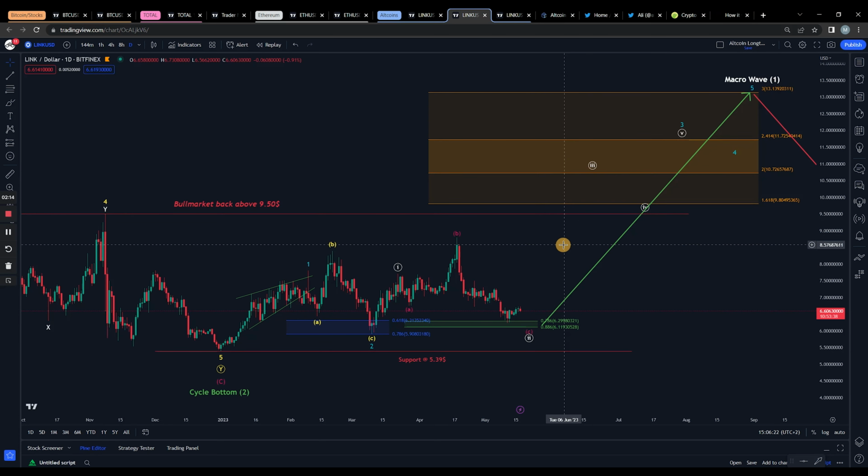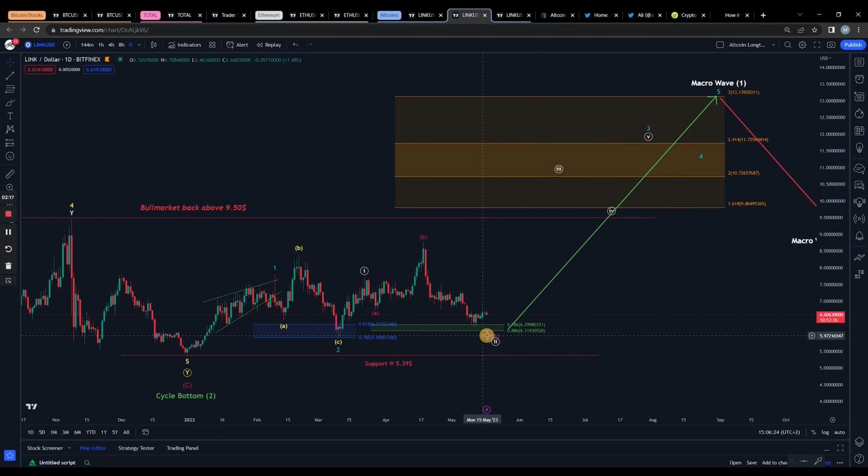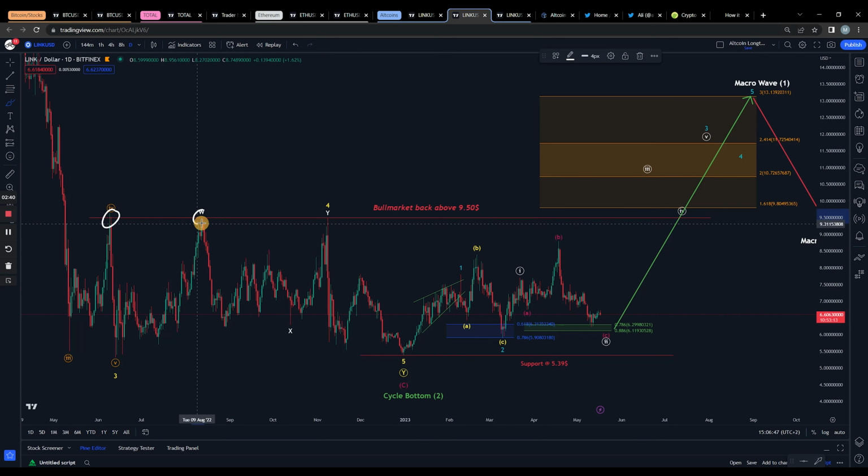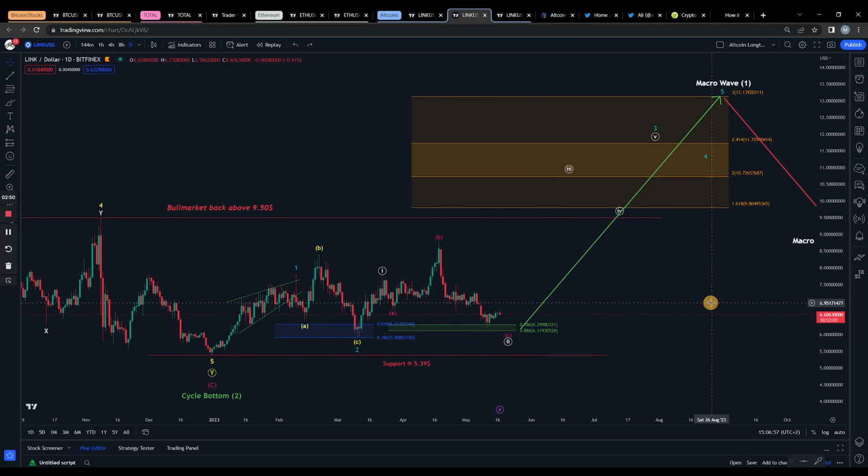This would mean that we should see an end of the correction in the next days, or already saw it right here. And this would mean that we would see a huge wave 3, which would finally push us above $9.50. Like I highlighted it, this is a very tough resistance because we have 3 very significant tops, and we never managed to break above them in Chainlink. So this is gonna be a tough quest for Chainlink.